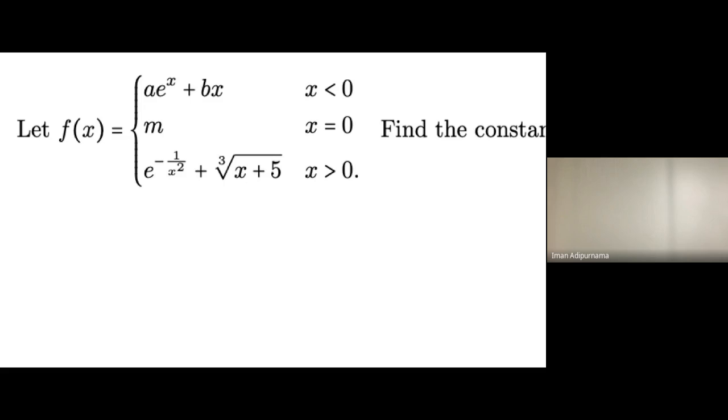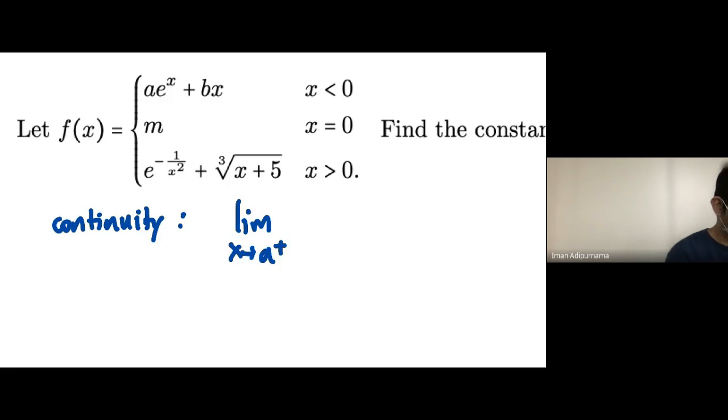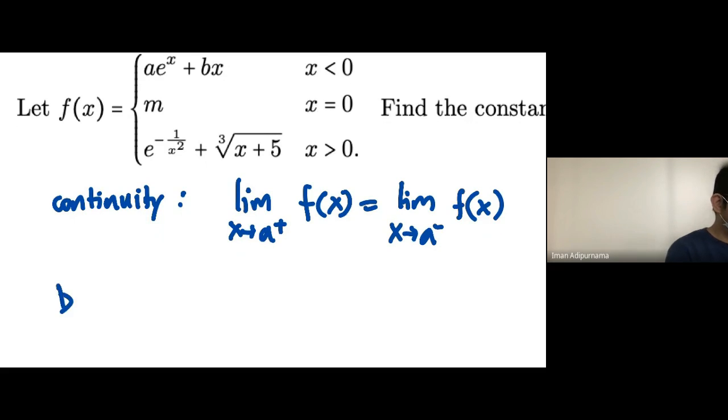After you find the continuity, you need to use the limit definition of the derivative. Let me write some important notes for you. First is continuity. Continuity means that when you take the limit from the right, it should be the same as when you take it from the left. And differentiability means the derivative.